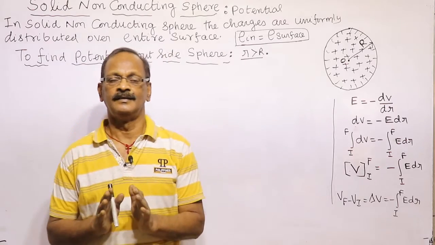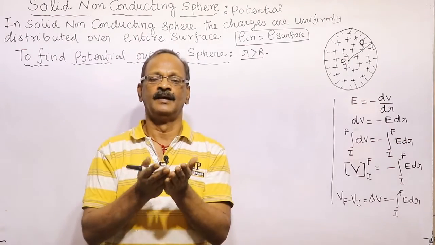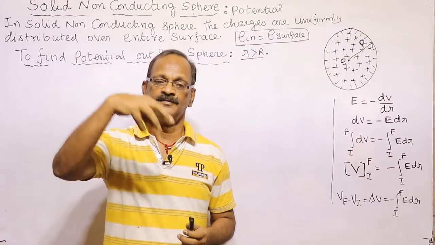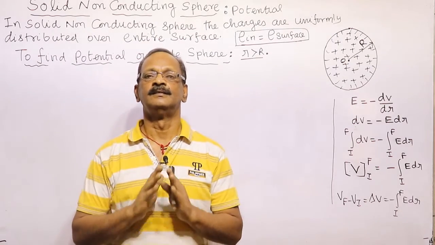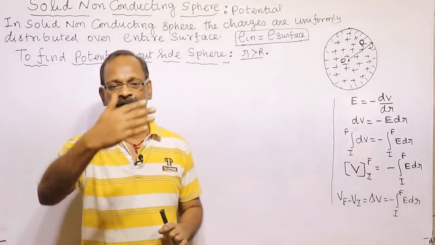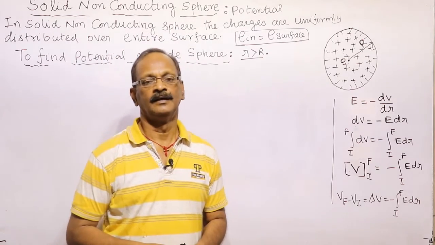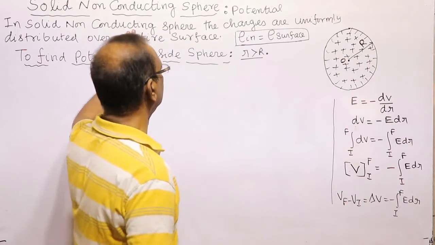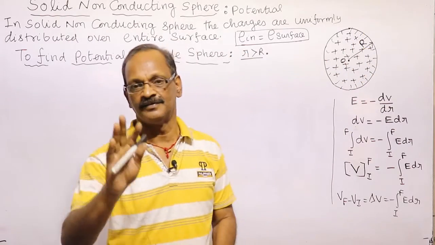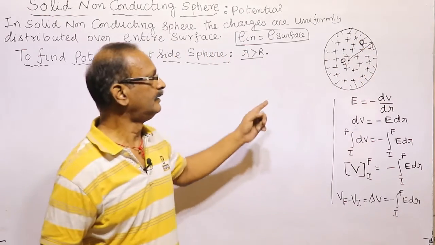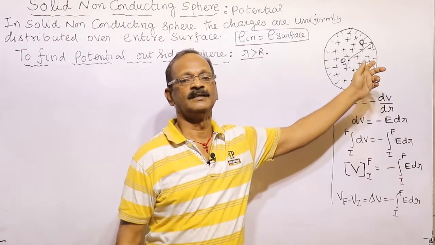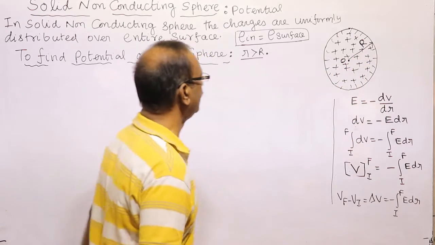Now, solid non-conducting means what? It is a sphere fully filled throughout, and when we give some charge, the charge is uniformly distributed over the entire volume of the sphere. So charge is everywhere, not only on the surface as in a solid conducting sphere. This is a solid non-conducting sphere. The charge will be evenly, uniformly distributed everywhere.